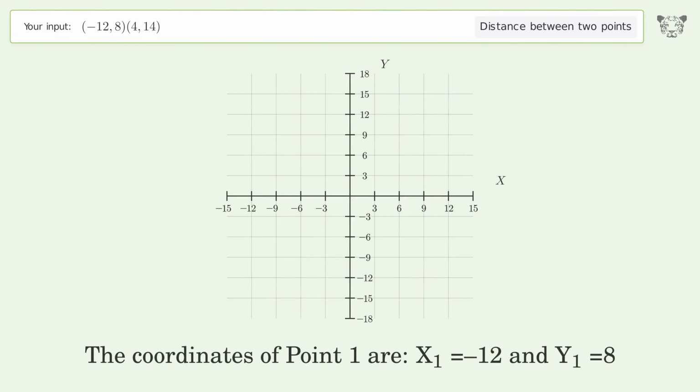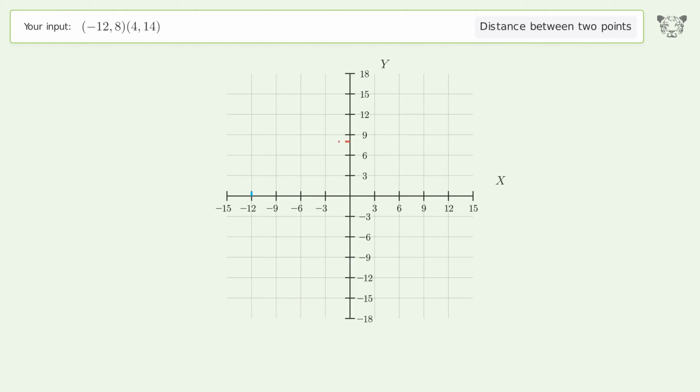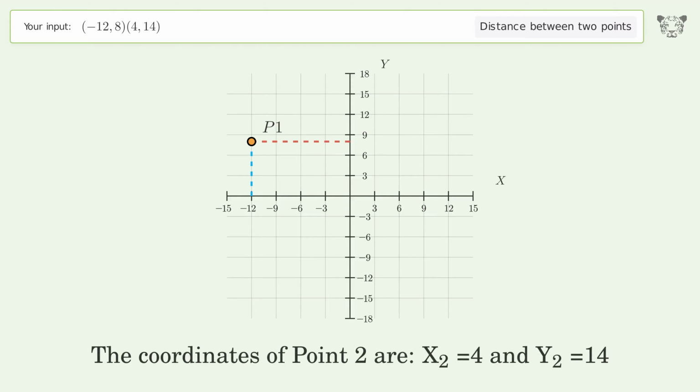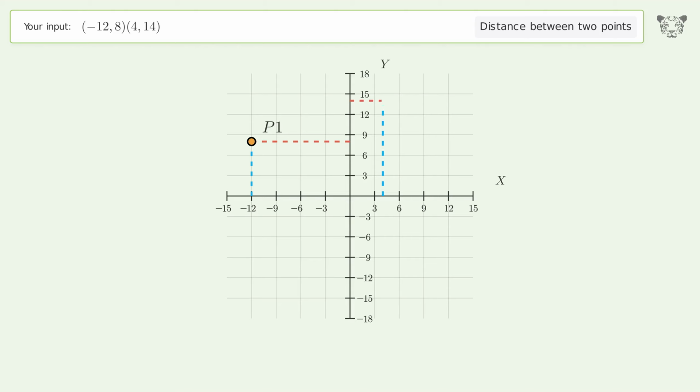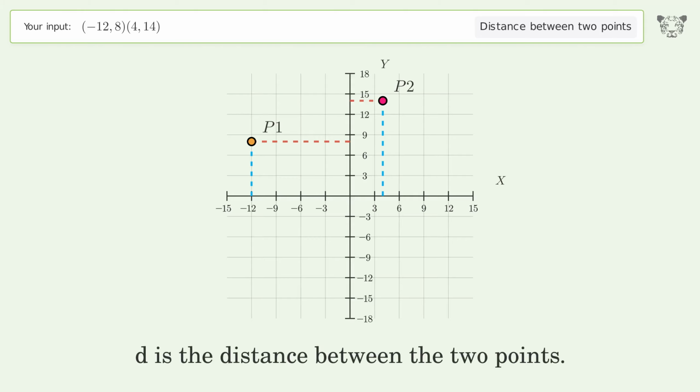The coordinates of point 1 are x1 equals -12 and y1 equals 8. The coordinates of point 2 are x2 equals 4 and y2 equals 14. D is the distance between the 2 points.